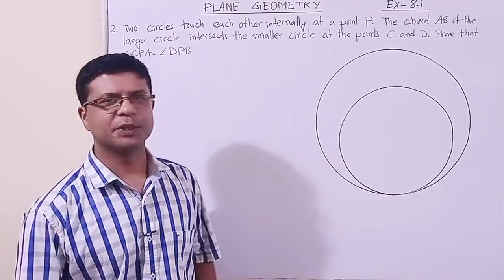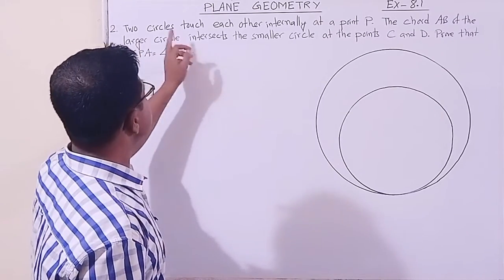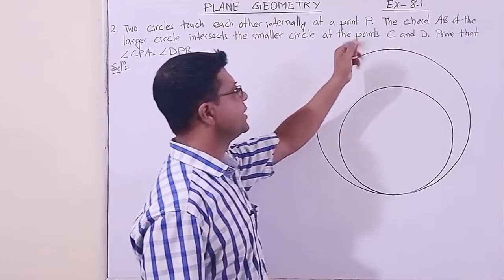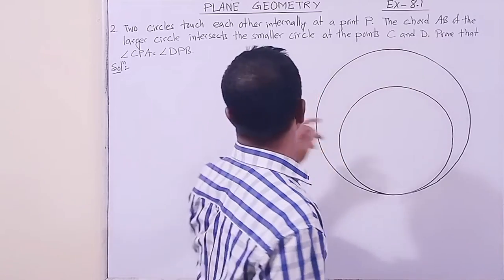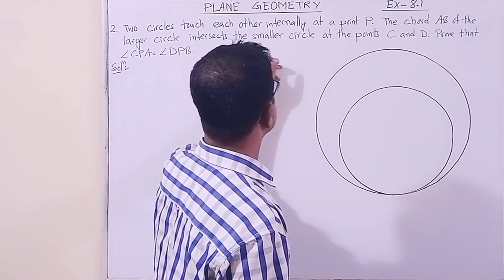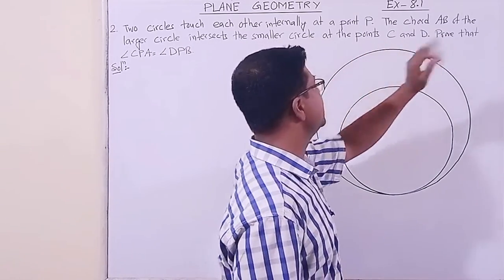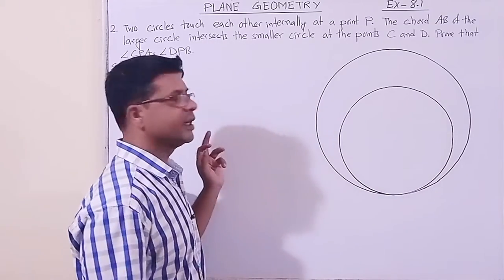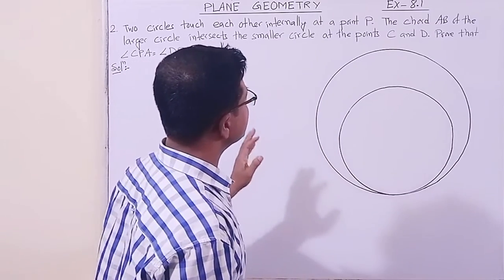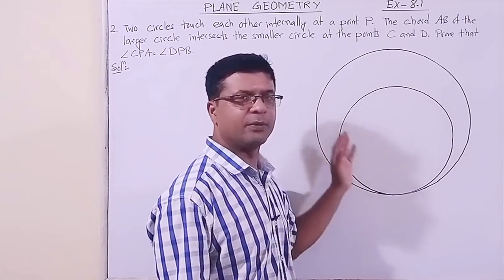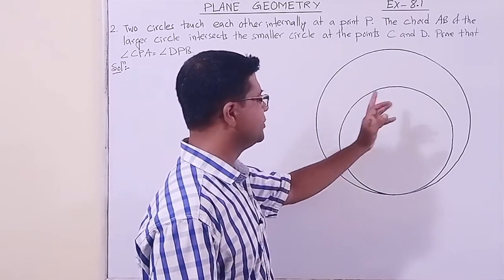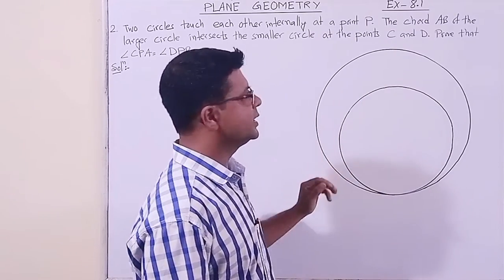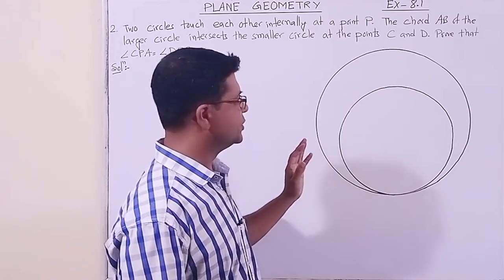Okay, now we have taken question number 2. Let us read the question. Two circles touch each other internally at a point P. The chord AB of the larger circle intersects the smaller circle at the points C and D. Prove that angle CPA equal to angle DPB. Okay, dear students, it is a little bit hard to draw the diagram on the whiteboard. That's why initially we have drawn the two circles. Otherwise it is very time consuming for me.